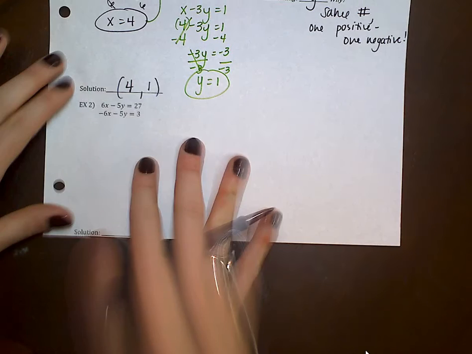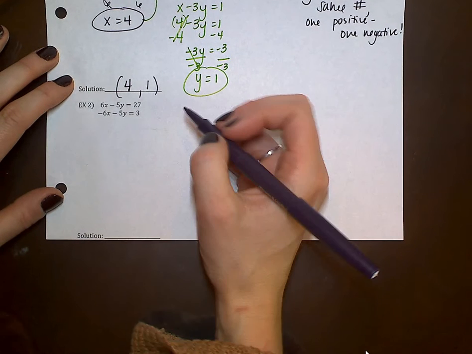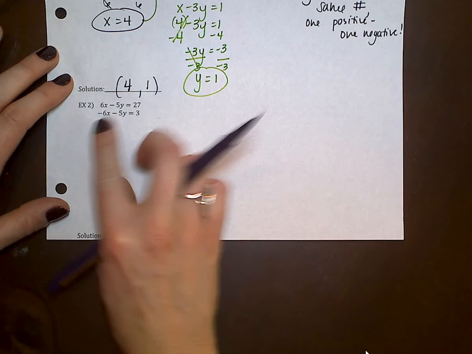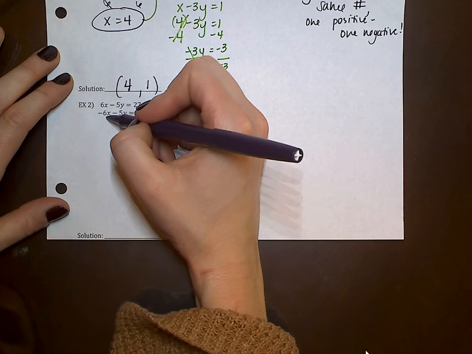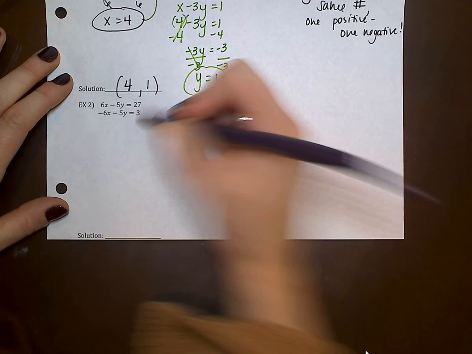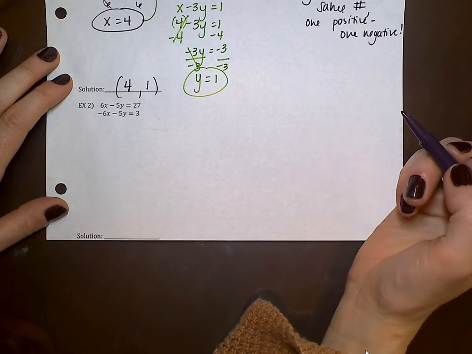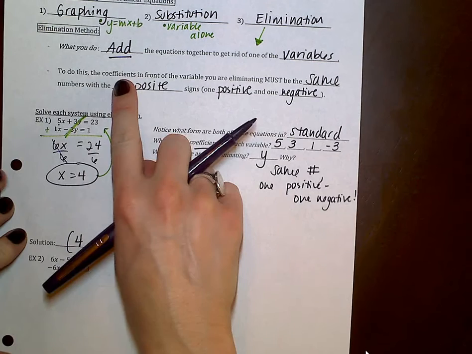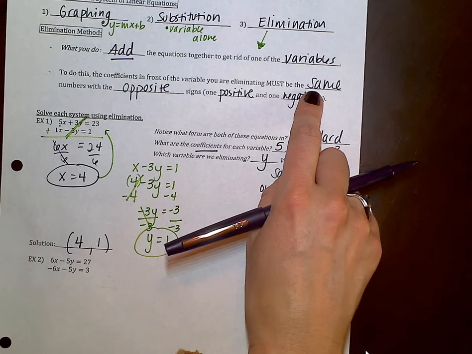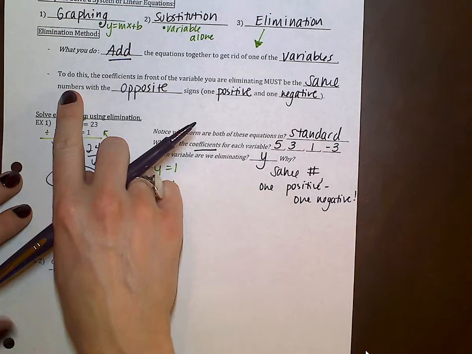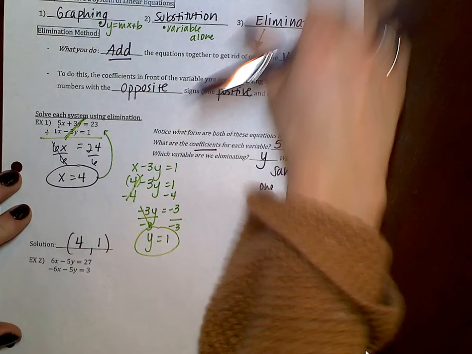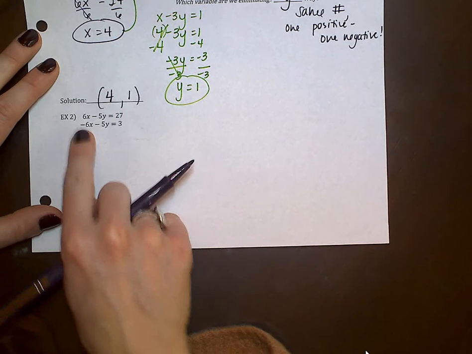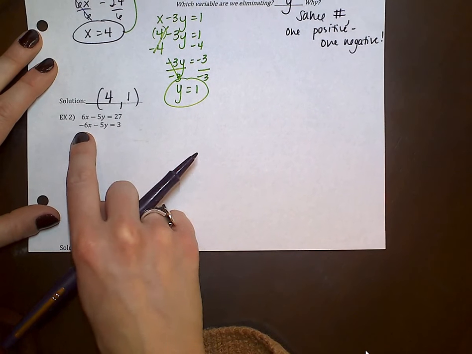All right, let's do another example. So again, the setup is really important. I see that both of these are in standard form, like the x's are lined up, the y's are lined up, plain numbers, so that part's good. Then I just need to make sure that I have either in front of the x's or the y's the same number with opposite signs. And this time I have that in front of the x's. I have positive 6 and negative 6.